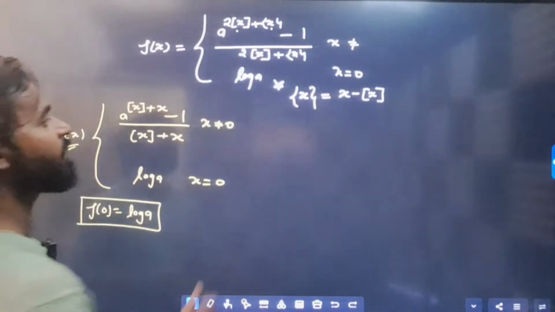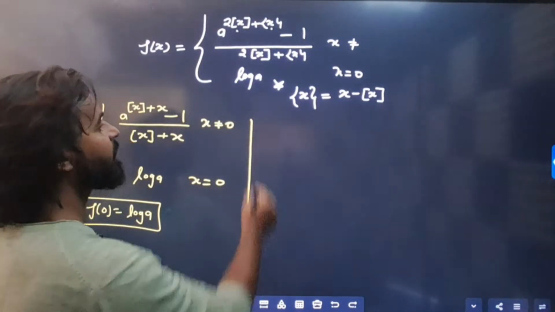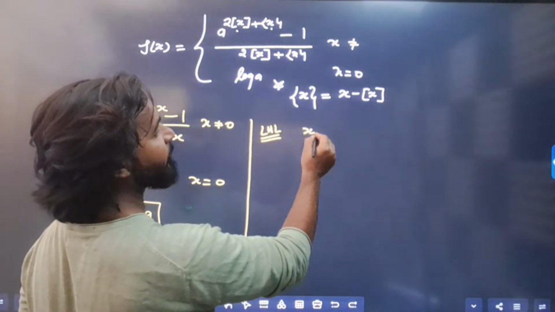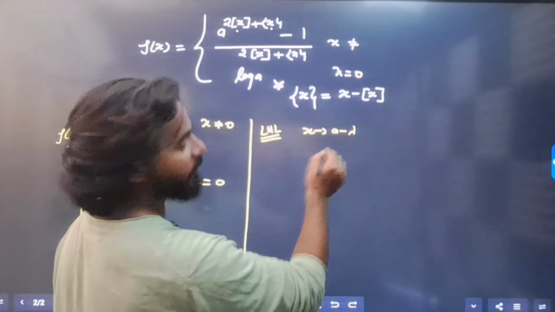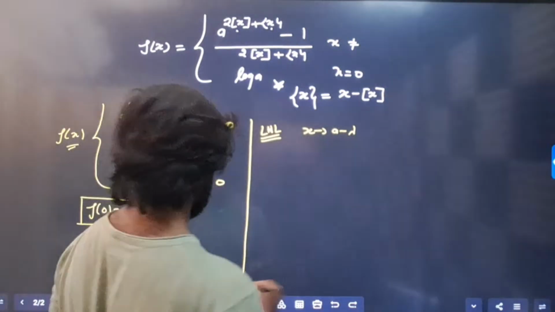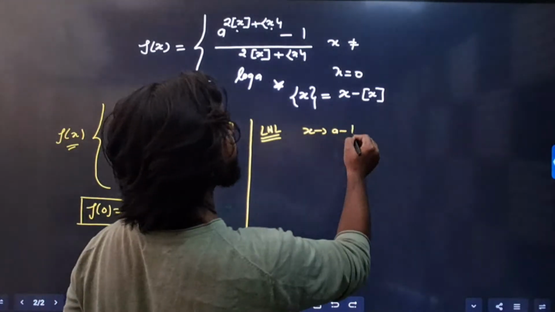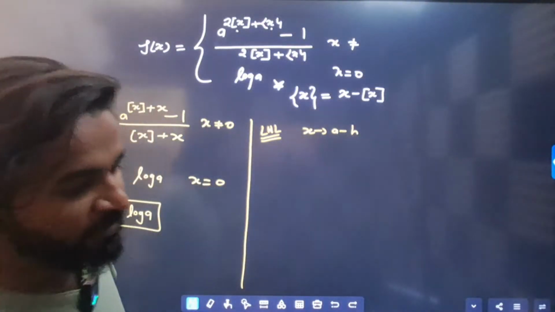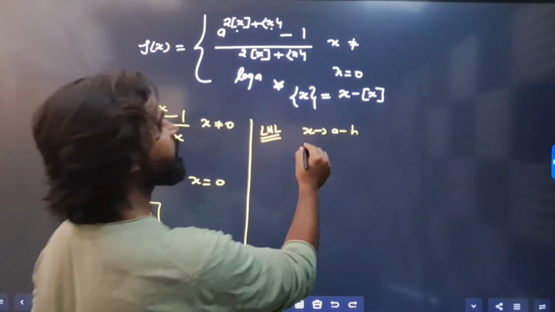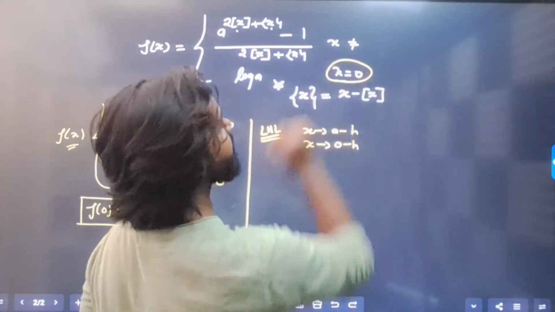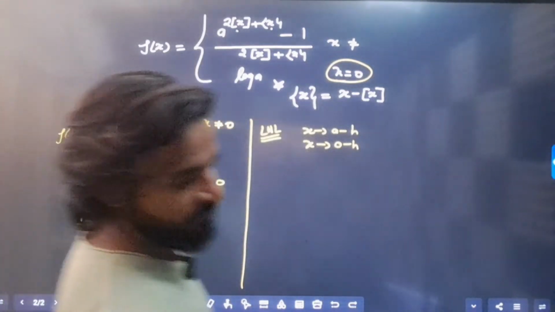So okay, first we can find LHL. You know very well in LHL, x is replaced by a minus h. Put the value of x, and one more thing, x is replaced by 0 minus h, because we are checking continuity at x equal to 0.